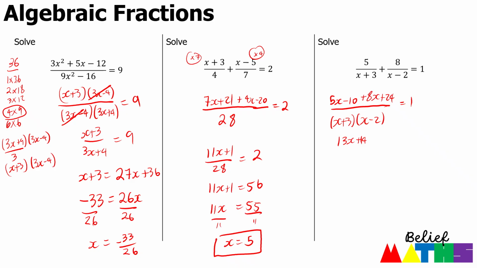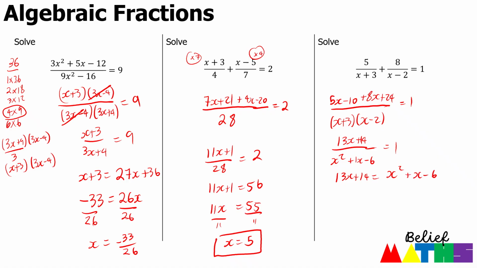And before I said we don't need to expand the denominators. When we're solving, I do recommend that you expand the denominator. So if we expand the brackets, we get x squared plus 1x minus 6, and that's all equal to 1. And now we do what we did in the left hand side. We're going to multiply across by our denominator, and we get 13x plus 14 is equal to, luckily we're only multiplying by 1, so that just means our denominator comes across and doesn't change.